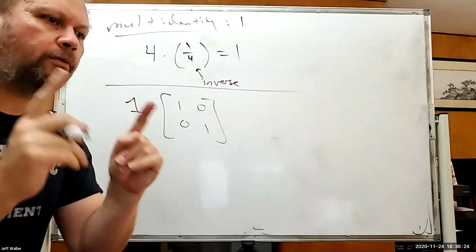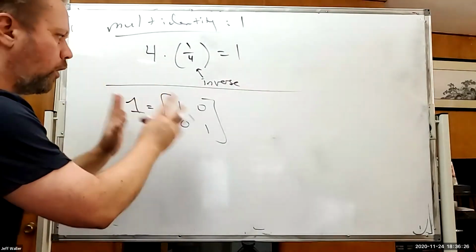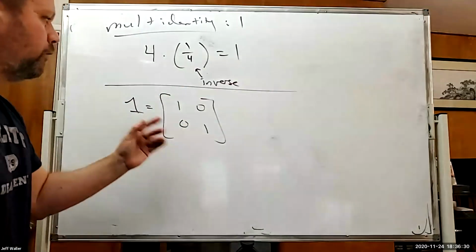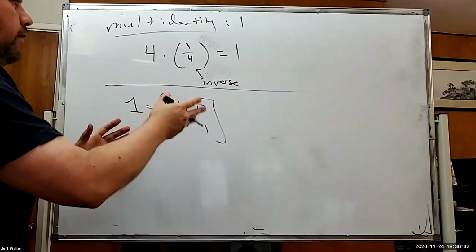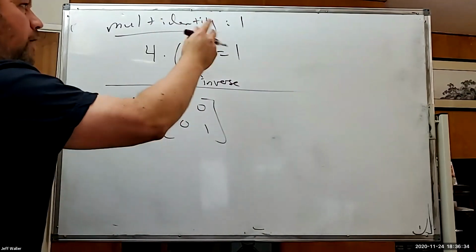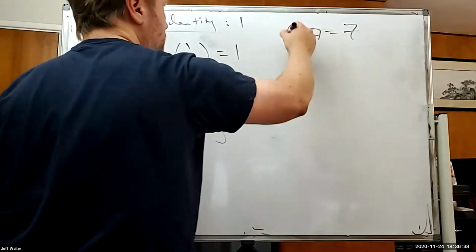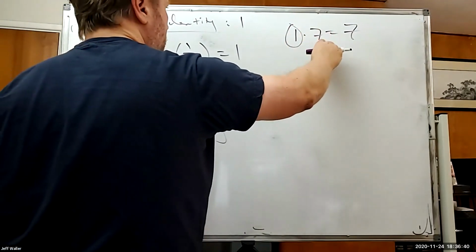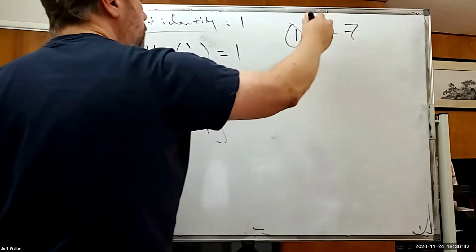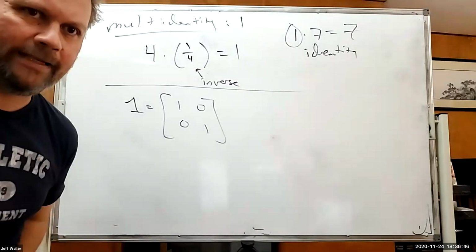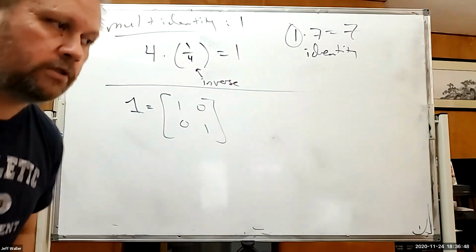Stay with me. How would I prove that this is the one matrix? What is it supposed to do fundamentally? Why is one times 7 equal to 7? It's the number that I multiply something by that keeps it the same, which is why the word identity makes sense. It doesn't change something's identity. So how do I check this?